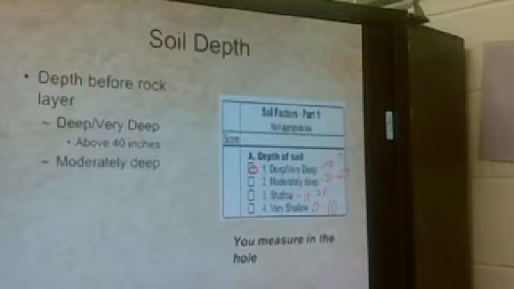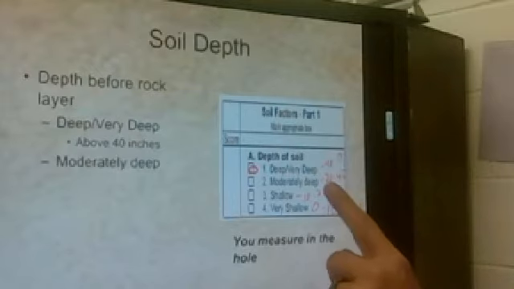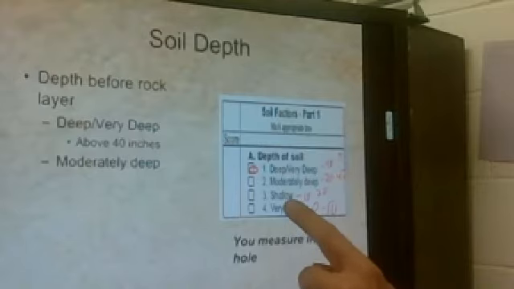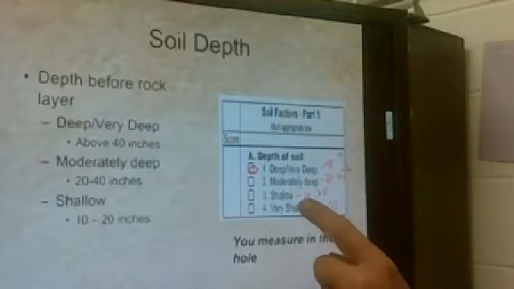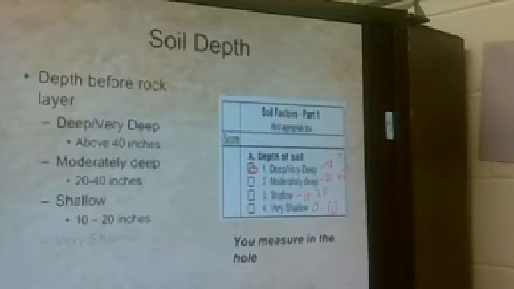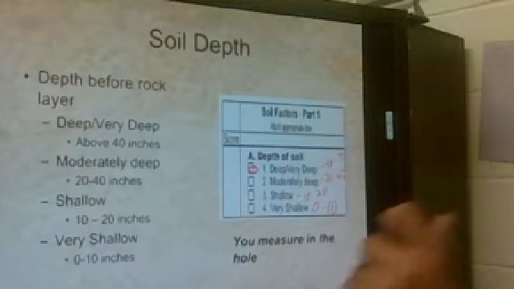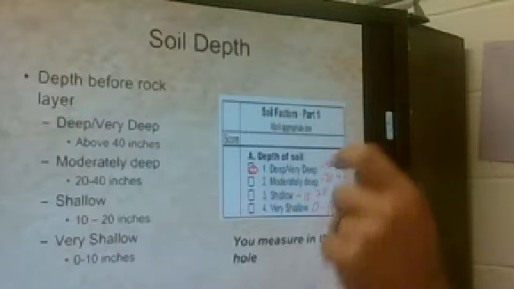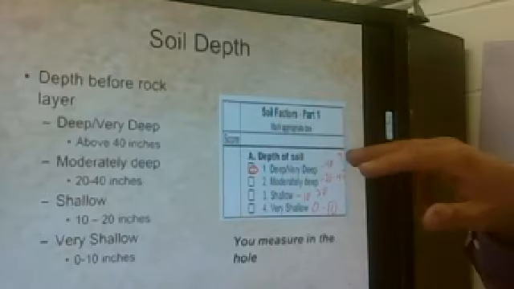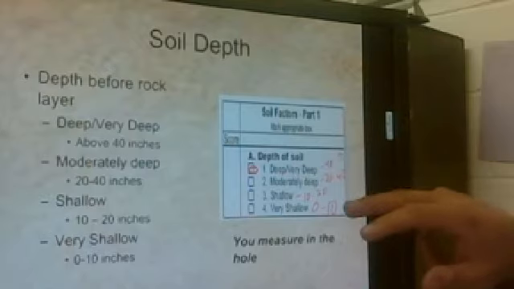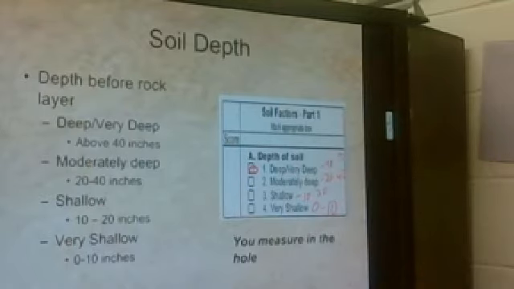Next is moderately deep. Moderately deep is 20 to 40 inches. Shallow is 10 to 20 inches. And very shallow is 0 to 10 inches before you hit a rock layer. The deeper the better, because that allows your soil, your roots to go down farther. The shallower the worse, because then your roots can't go down as far because they hit that rock layer.